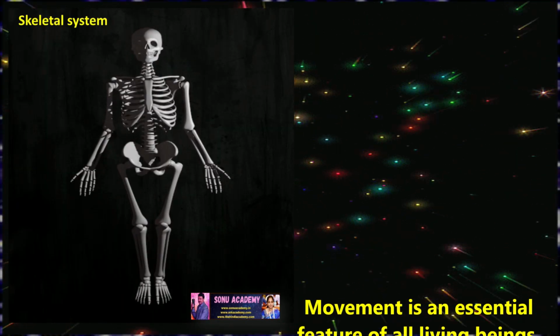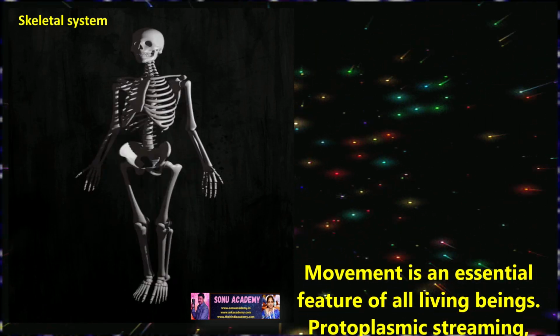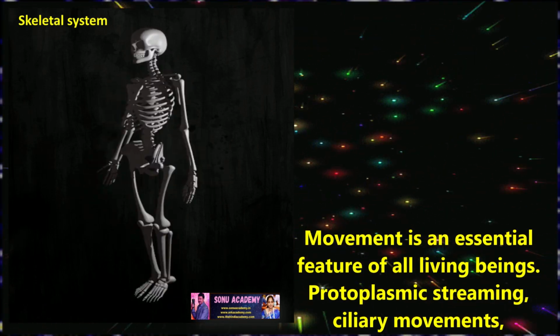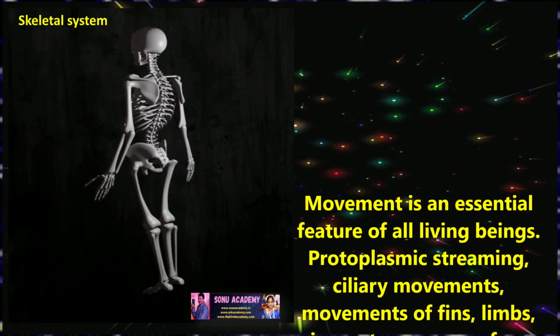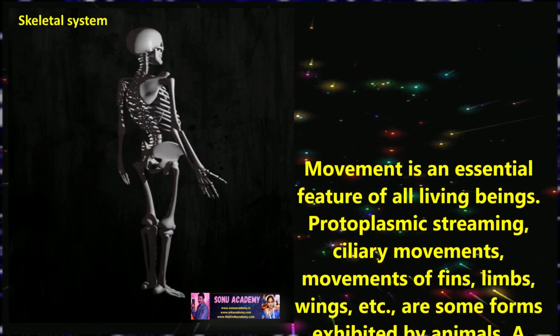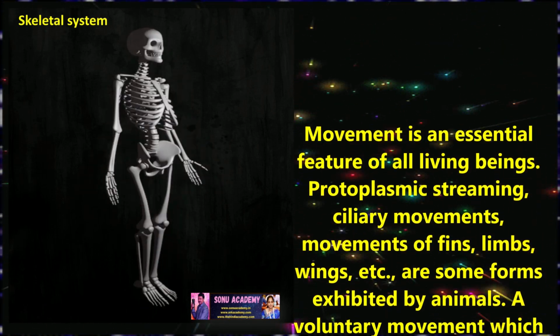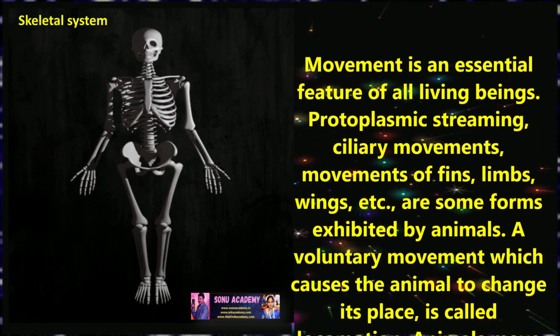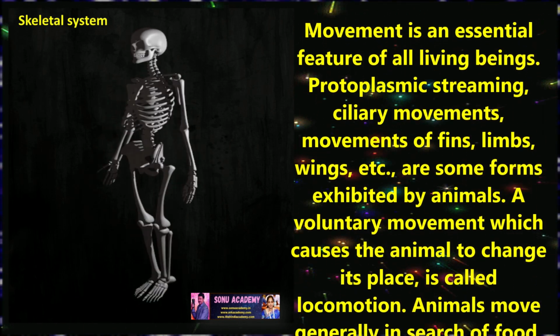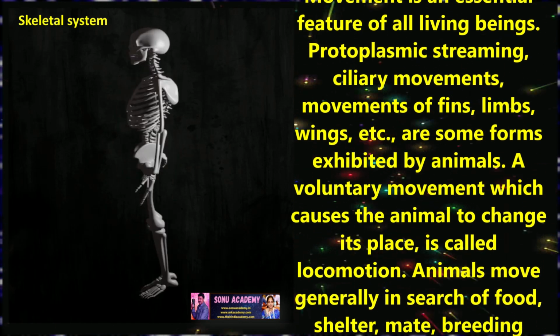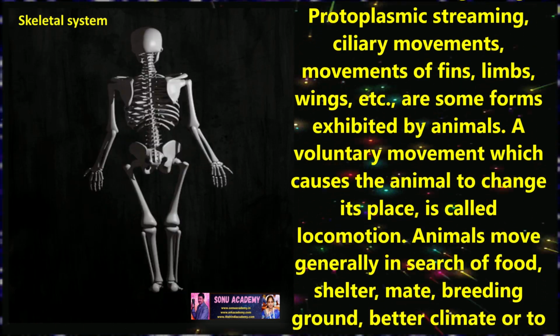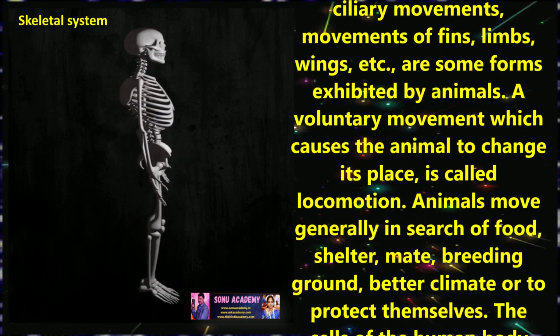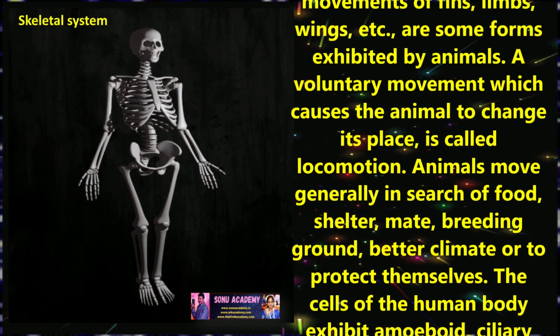Children, let us discuss the summary. Movement is an essential feature of all living beings. Protoplasmic streaming, ciliary movement, and movements of fins, limbs, wings, etc. are some of the movements exhibited by animals. A voluntary movement which causes the animal to change its place is called locomotion. Animals move generally in search of food, shelter, mate, breeding ground, better climate, or to protect themselves.